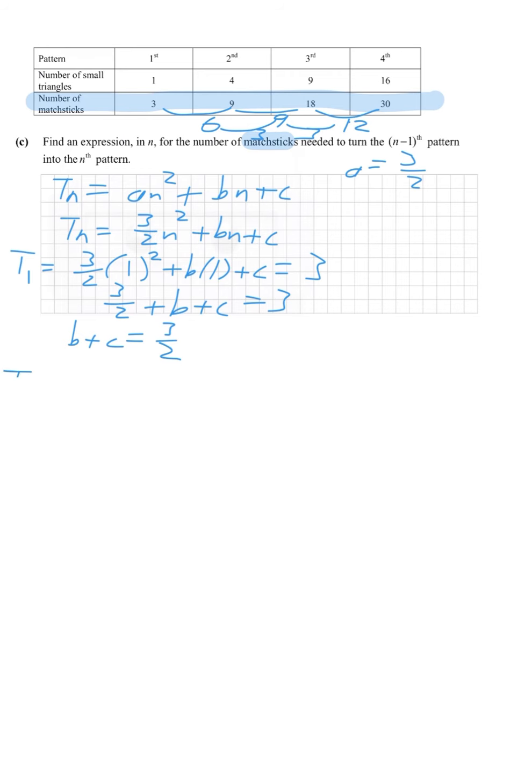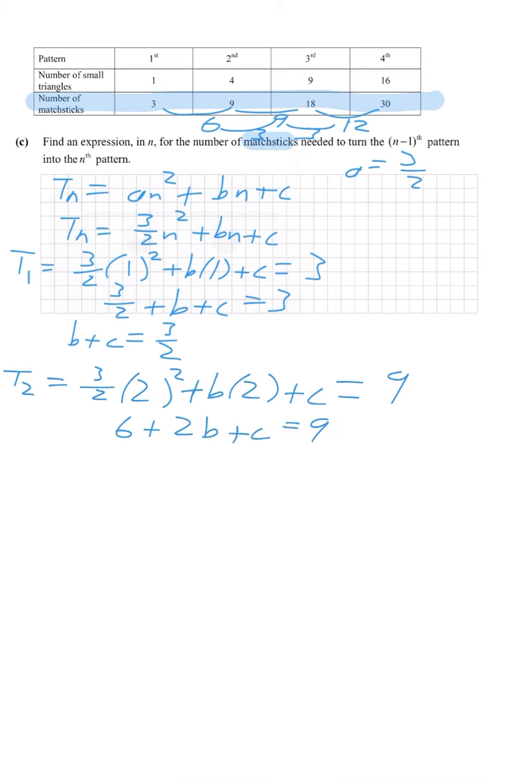Okay, so now the second term, T2: 3 over 2 times 2 squared plus b times 2 plus c. This equals the second term, which is 9. So 3 over 2 times 2 squared gets us 6, plus 2b plus c equals 9. So that means 2b plus c is equal to 3. So now we have two equations, and now we can solve a simultaneous equation.